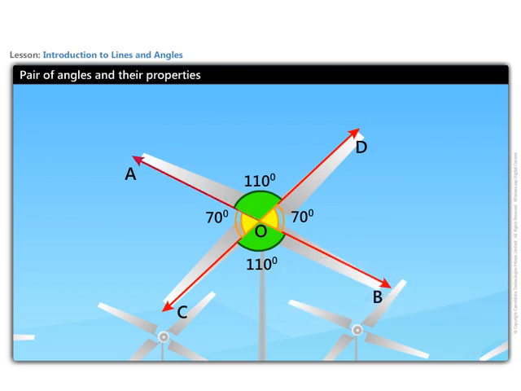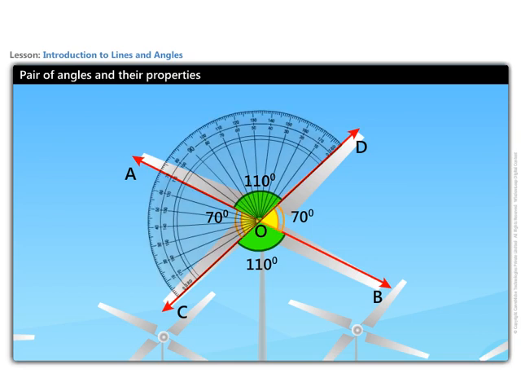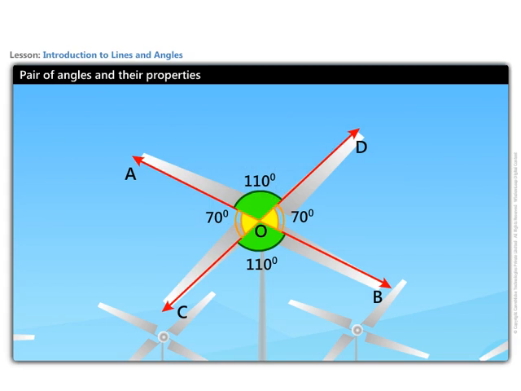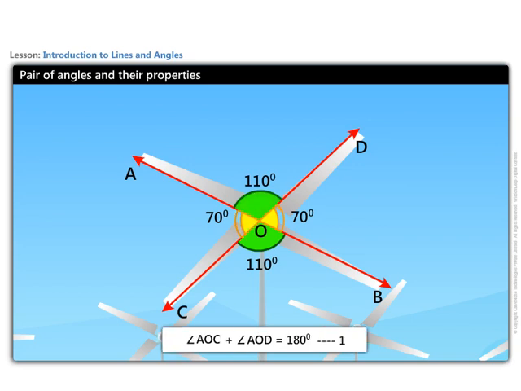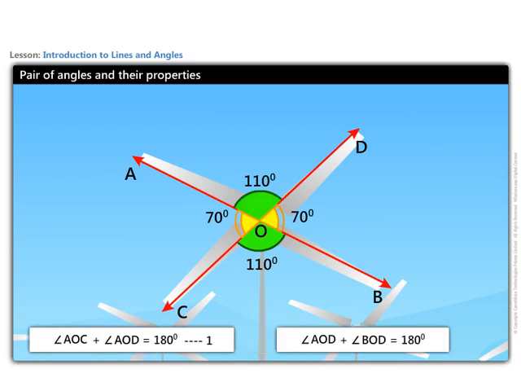Here, ray OA stands on the line CD. Angles AOC and AOD form a linear pair of angles. Therefore, angle AOC plus angle AOD is equal to 180 degrees. Consider this as equation 1. Similarly, ray OD stands on the line AB. Angles AOD and BOD form a linear pair of angles. Therefore, angle AOD plus angle BOD is equal to 180 degrees. Consider this as equation 2.